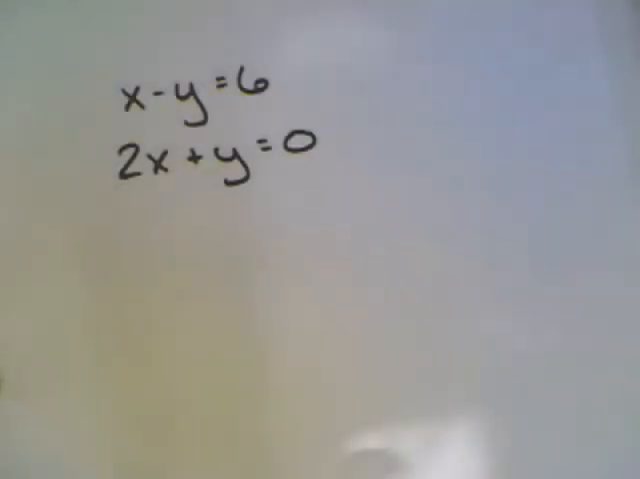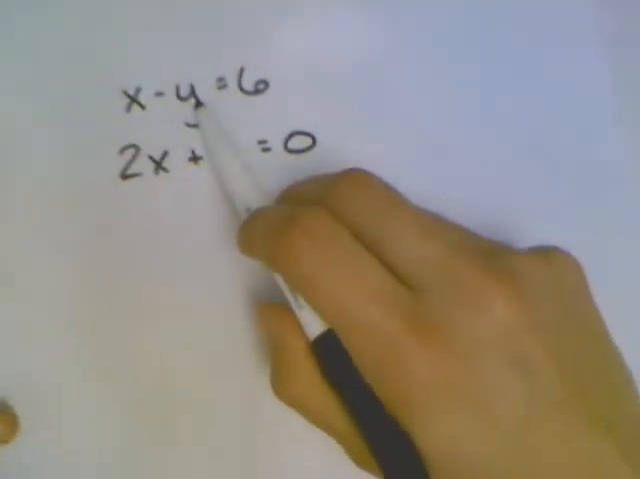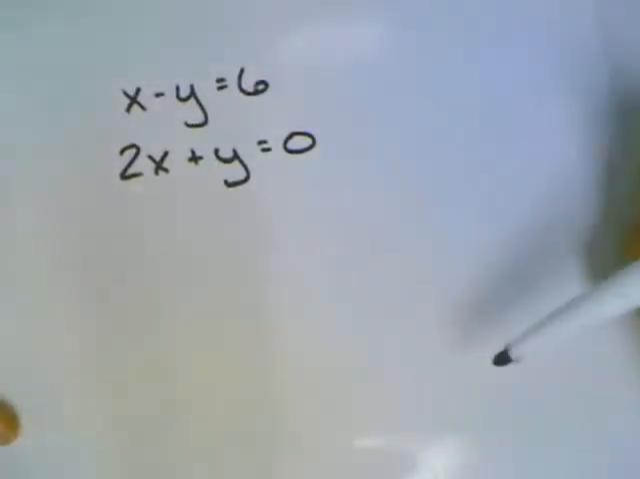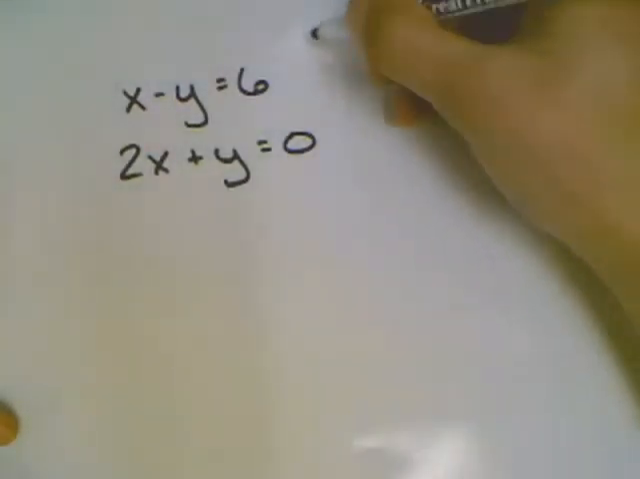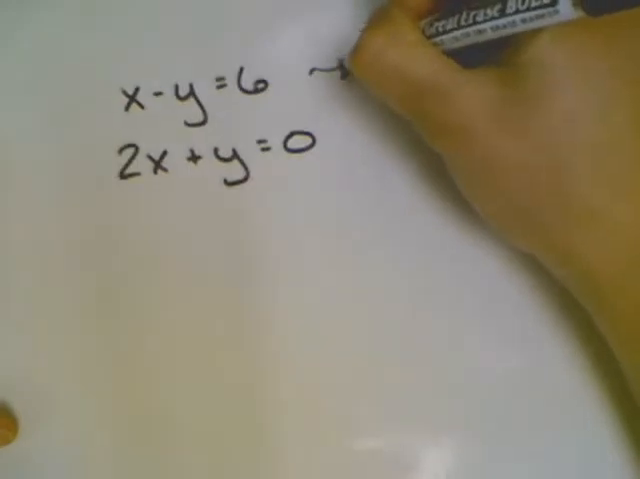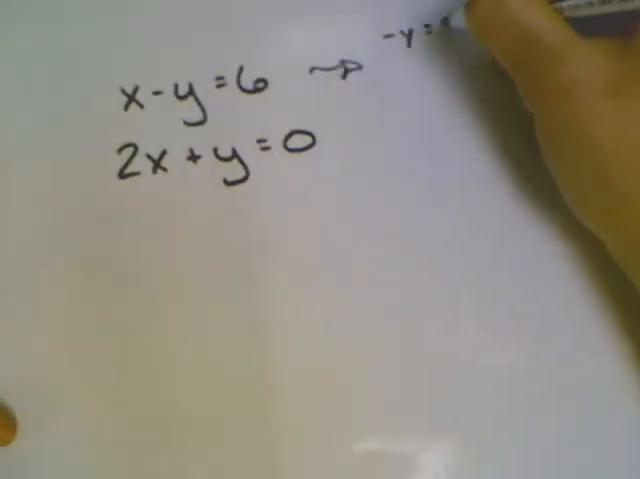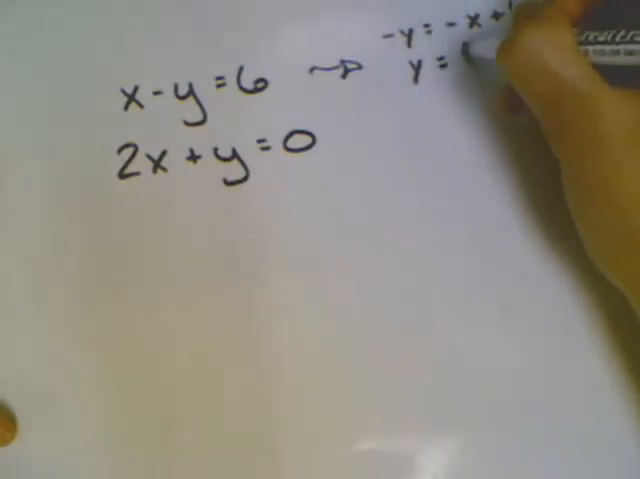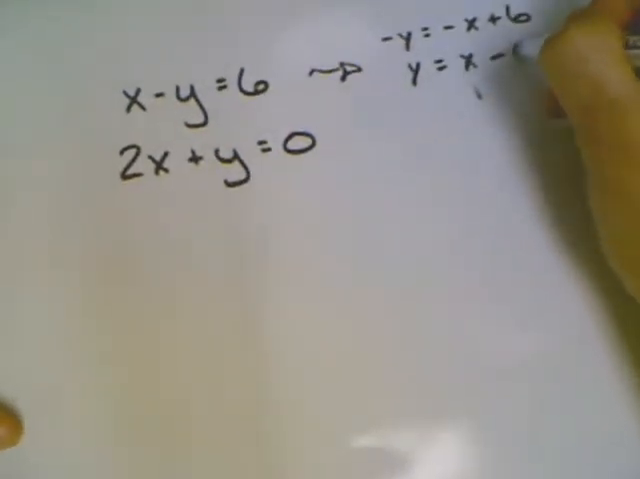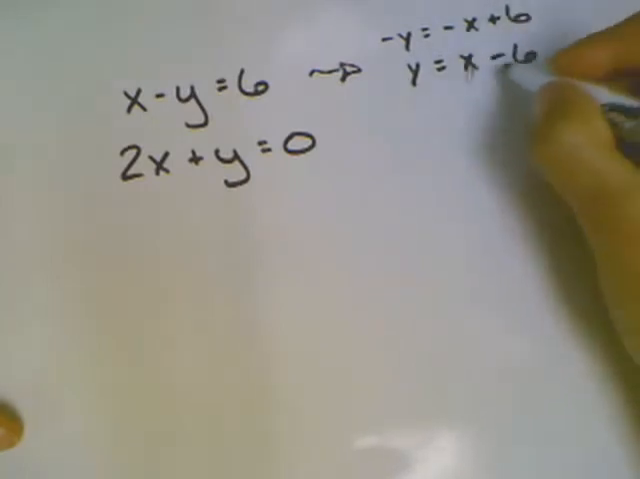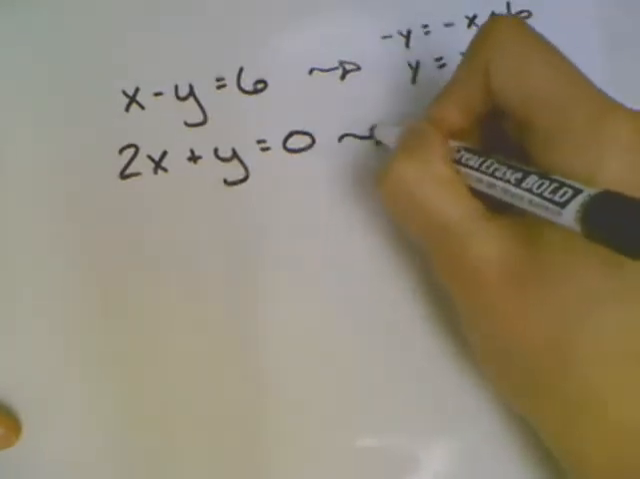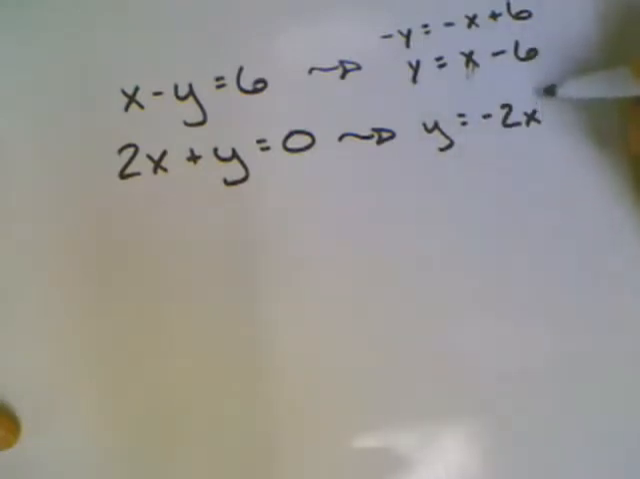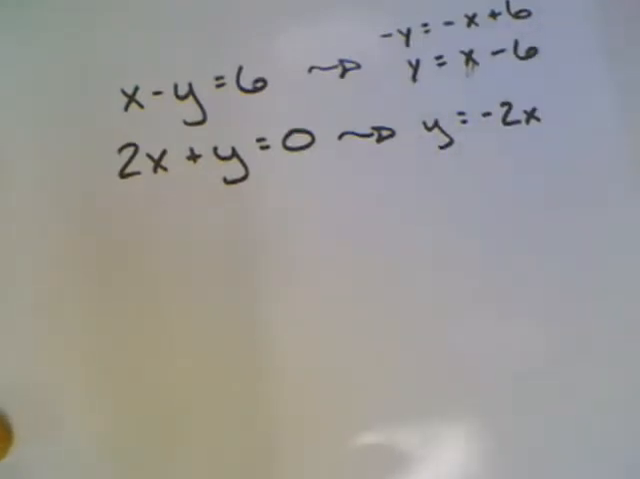Let's try another example. I want to know what x and y pair work in both equations. Now if I want to graph these equations, these are not written in slope-intercept form. So my first step is going to be to rewrite them. In this equation, I'm going to subtract x from both sides and divide by -1. So y equals x minus 6. That is the first equation I will graph. This one, to solve for y, all I have to do is subtract 2x. So these are the two equations that I'm going to graph now.